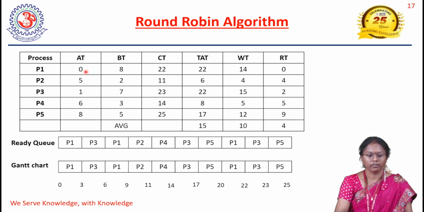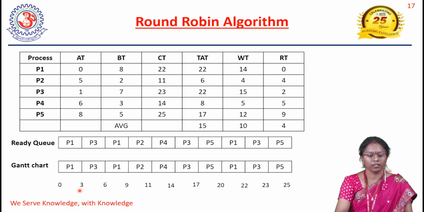Well, at arrival time 0, which process arrives first? P1. So P1 has to be taken first, and for 3 seconds, P1 will execute. If P1 has executed for 3 seconds, the remaining burst time is 5. So it has to execute again, but it will not allow P1 to continue. It will give the chance to the next process. After 3 seconds, which process has arrived? See, at 1 second P3 has arrived. Why not P2? Because it is going to arrive at 5 only.